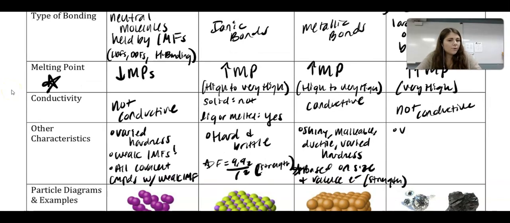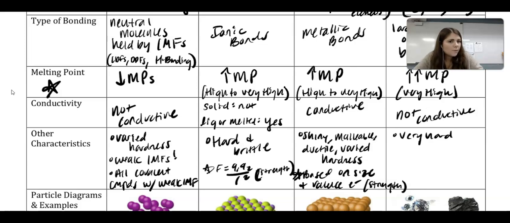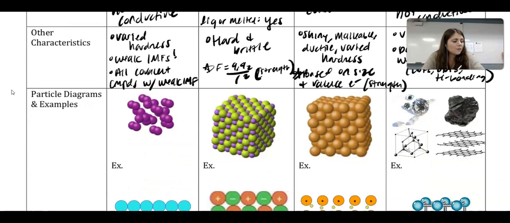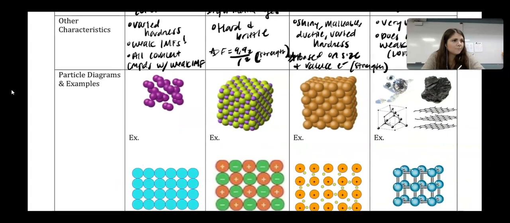For characteristics of covalent network, they are very hard, and that's because they have very high melting points. Because they're interlinked with covalent bonds, they do not have weak IMFs like the LDFs, dipole-dipole forces, and hydrogen bonding. Those are the biggest things we have to get with the difference between the covalent network solid and the molecular. All right, so let's look at these particle diagrams, okay?